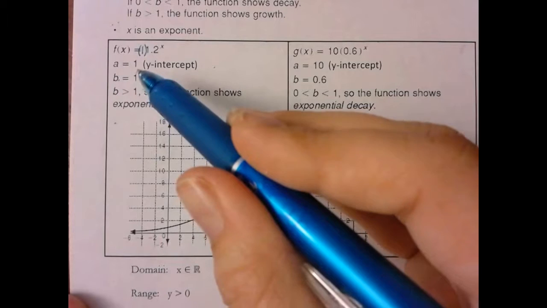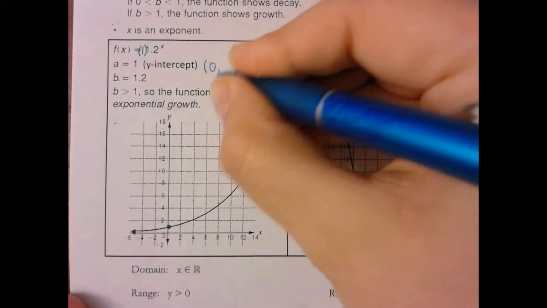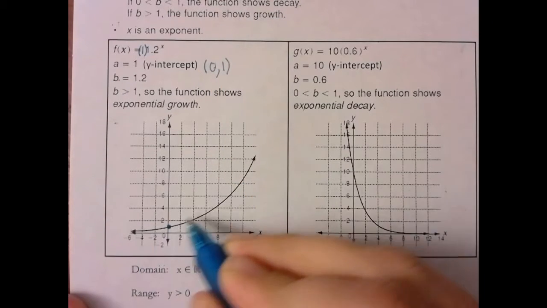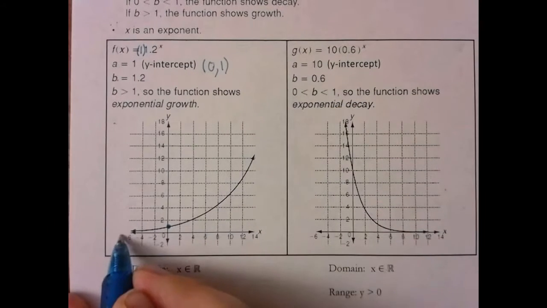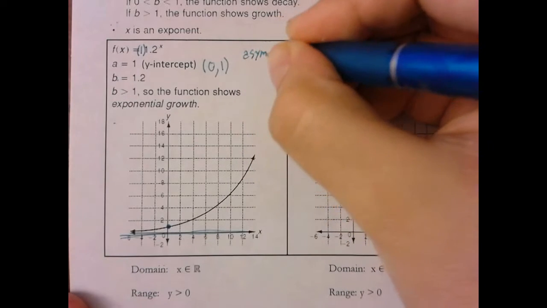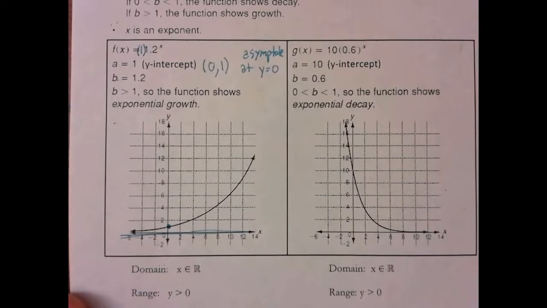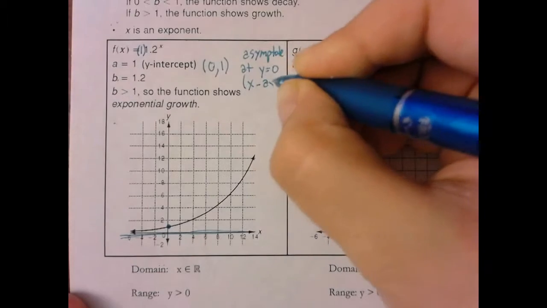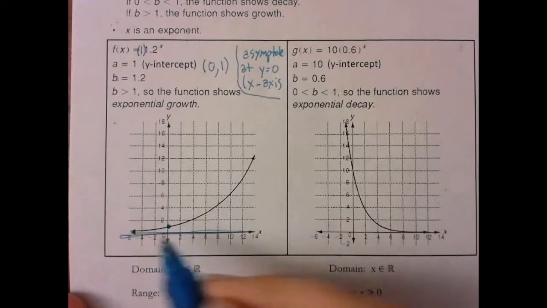So to graph this, what they did is they put a dot at 0, 1. So our y-intercept is at 0, 1. And then they just had an arrow going up to the right. And remember, we have an asymptote right here. So don't forget, asymptote at y equals 0. That's what we're always going to have. Until you get to Algebra 2, you're going to have an asymptote at y equals 0 for any exponential. And remember, y equals 0 is the same as the x-axis. So that's why we drew our graph like this.